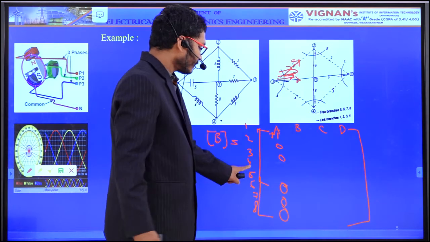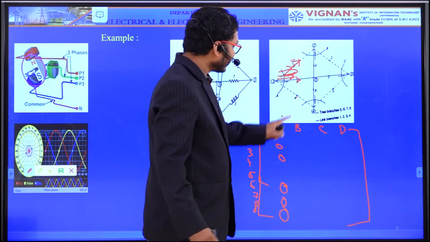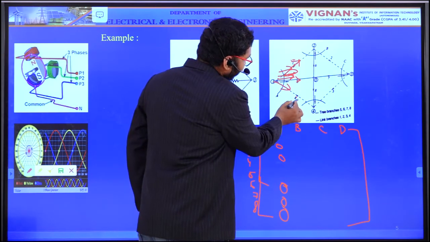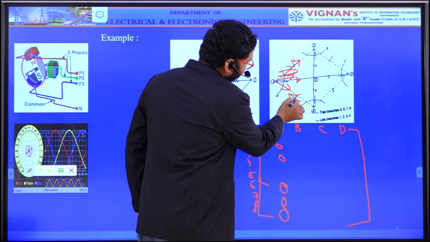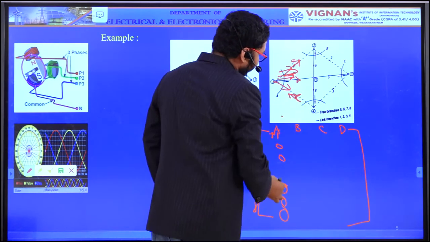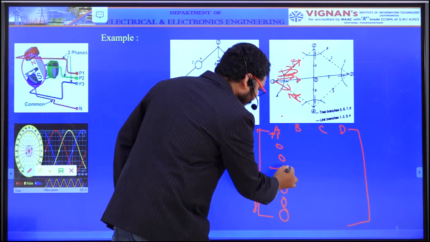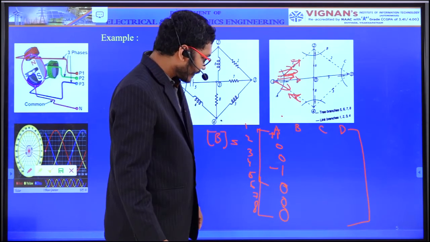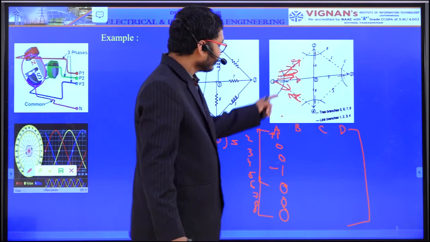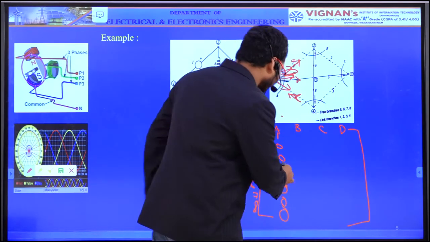Suppose for the fourth one, the cut set direction is like this, but the branch direction is like this. See here. It means this is opposite to the cut set direction, so this is minus 1. For the fifth one, it is the same as the cut set direction, so this is plus 1.